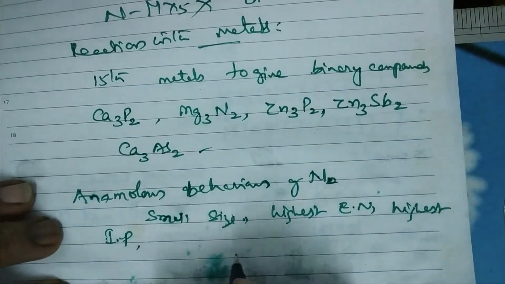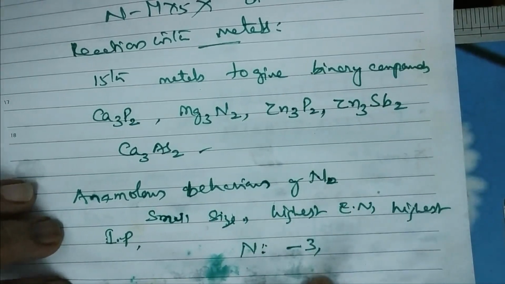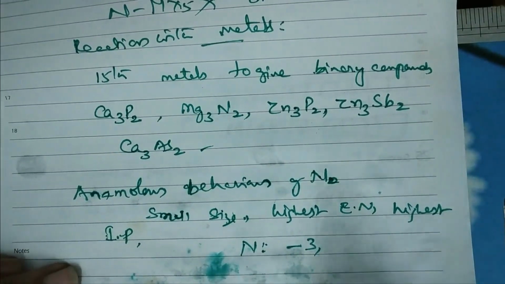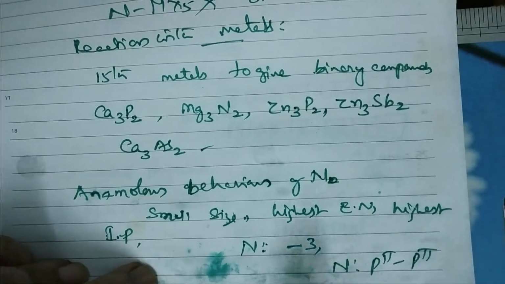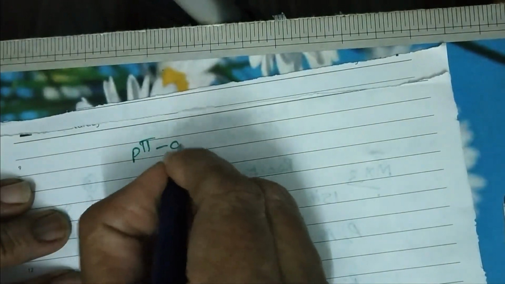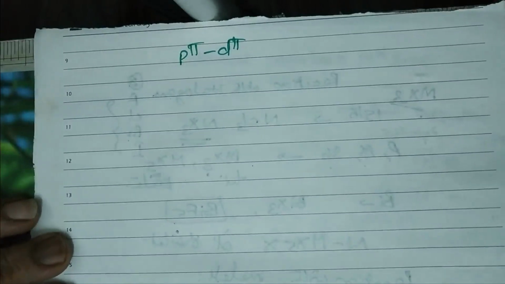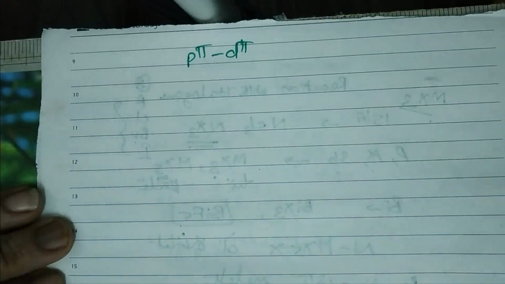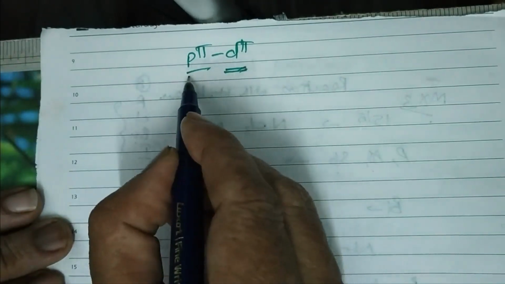And second, nitrogen shows only the -3 oxidation state but not the remaining oxidation states. Next, an important one: nitrogen forms p-pi bonding with oxygen, p-pi bonding with other elements. Only nitrogen shows p-pi bonding, whereas the other elements present in the 15th group participate in d-pi forming.